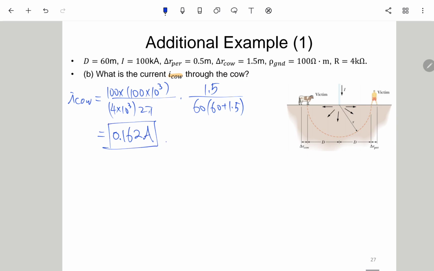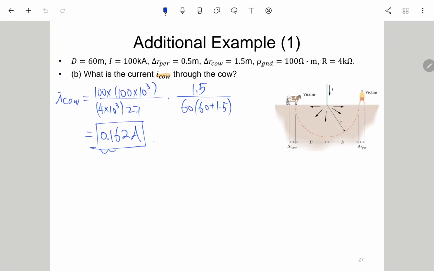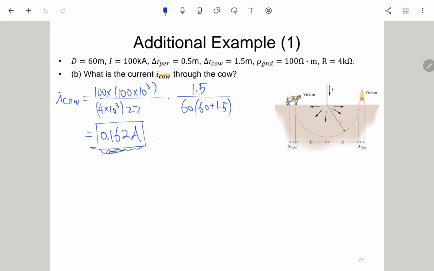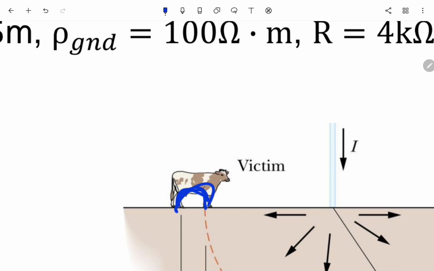Okay, so comparing this one and this one, you can see this one is larger. So you can also expect that the power consumption by the cow is even larger, much larger. So this one is 0.16, this one is 0.05. 3 times larger. So the power will be almost 10 times larger, 10 times larger power consumed by the cow from here to here.